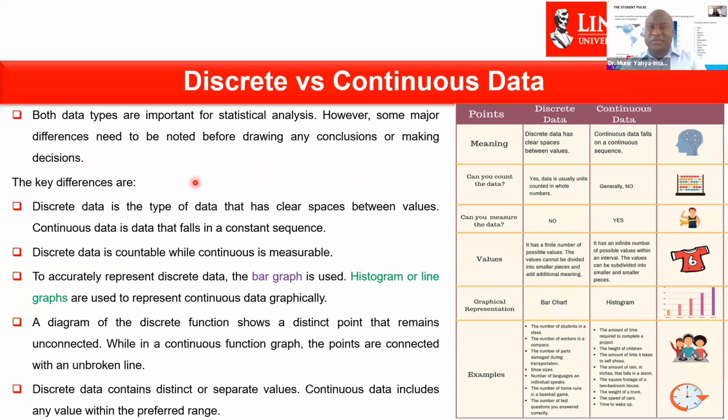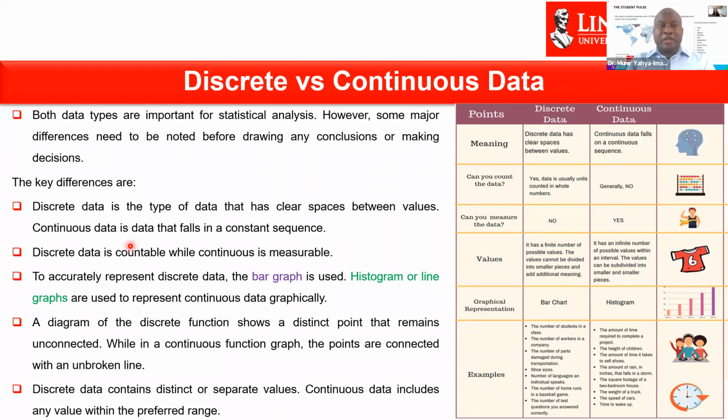when we compare discrete and continuous data, both data types are important for statistical analysis. Okay. However, some major differences need to be noted before drawing any conclusion or making decisions. One, discrete data is the type of data that has clear spaces between values. Continuous data is data that falls in a continuous sequence. Okay. Discrete data is countable, while continuous data is measurable. Okay, to accurately represent discrete data, a bar chart is used. Histograms or line graphs are used to represent continuous data graphically. I think that has answered your question.